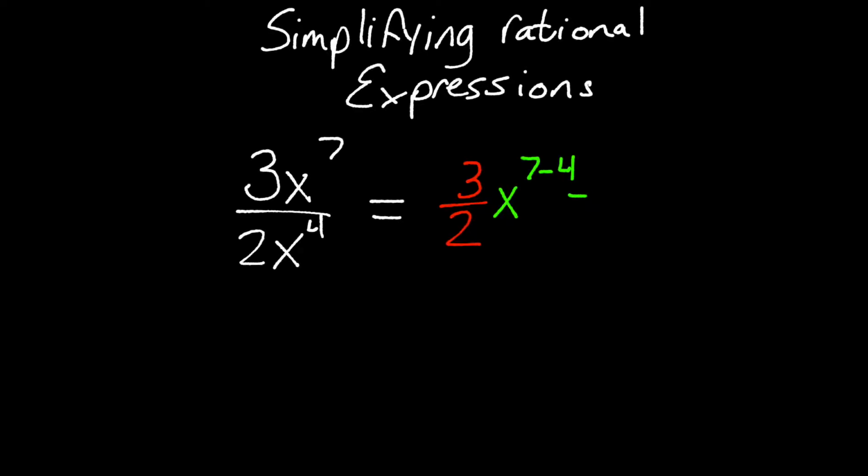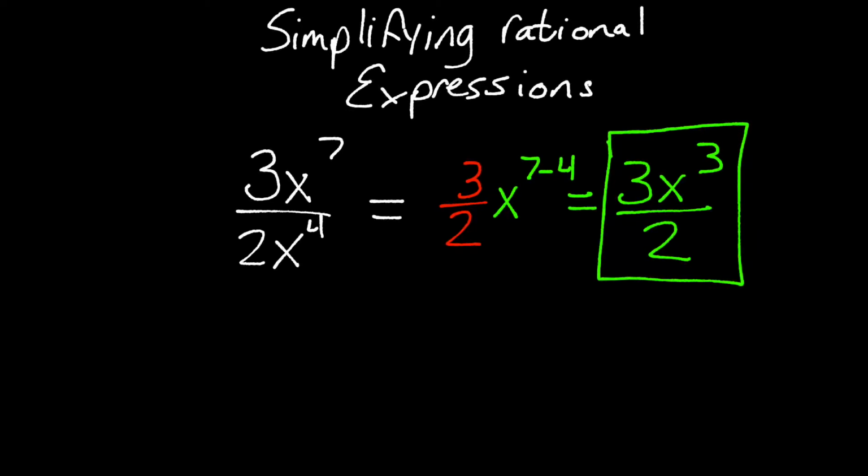And this is all going to turn out to be 3x to the 3rd over 2. This is the exact same value. If we put something in for x, we're going to get the exact same value here as we would have over here. And all we had to do was see if we could simplify the coefficients, which we couldn't, and then handle the exponents on the variables. Same variable, x over x, and then we can subtract them, 7 minus 4, which gave us 3.